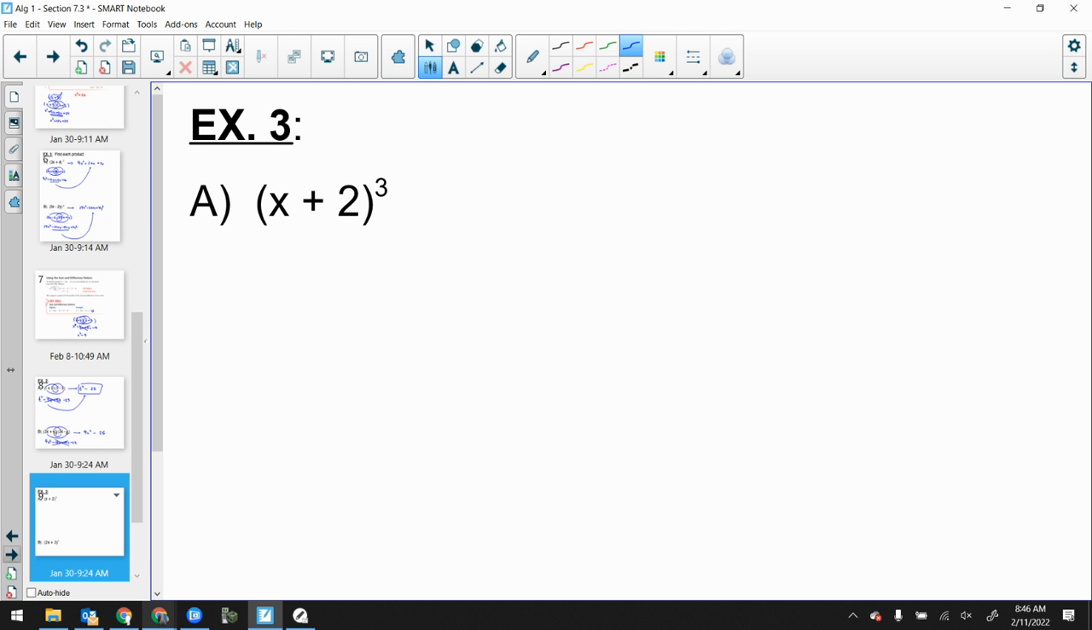A very, very common misconception is that you can just distribute the 3. Can you distribute the 3? No. Please don't do this. There is a lot of work that goes into that, and if you just distribute the 3, you're cutting off all of that work. Don't do that. Just like we did with the squared, this is essentially x plus 2, x plus 2, x plus 2.